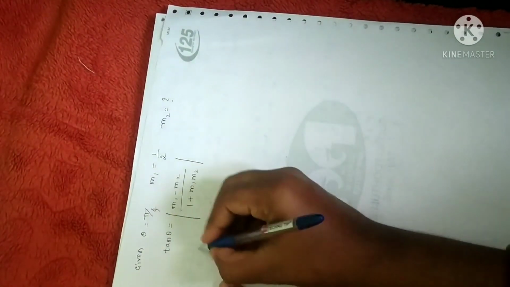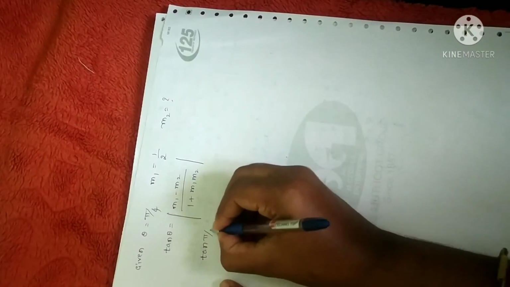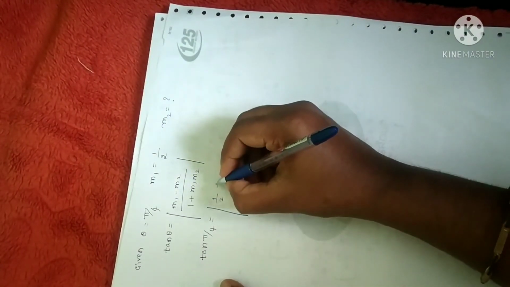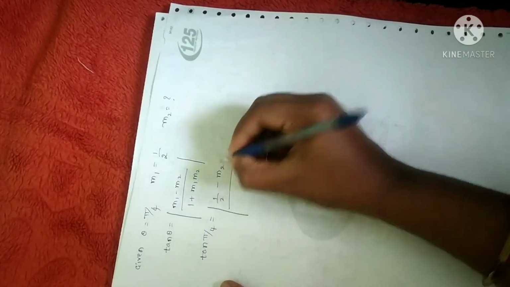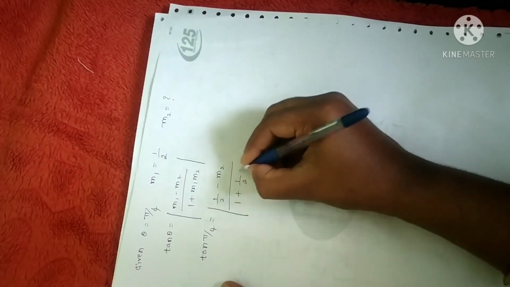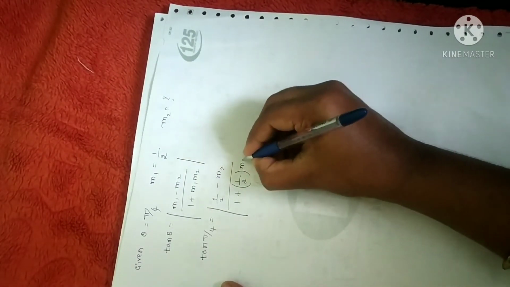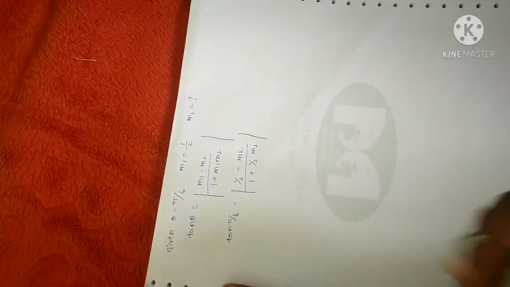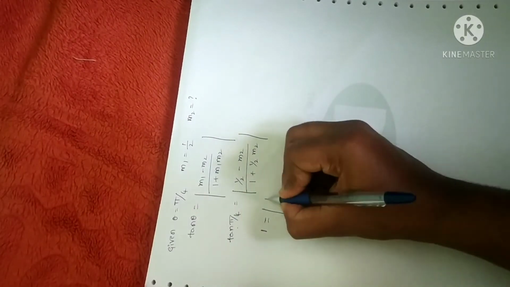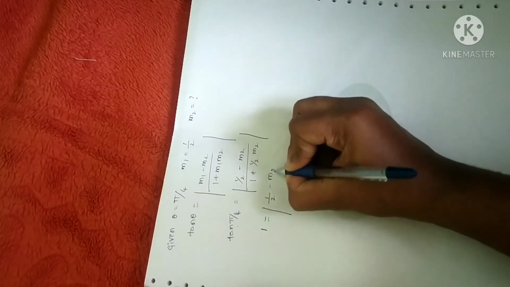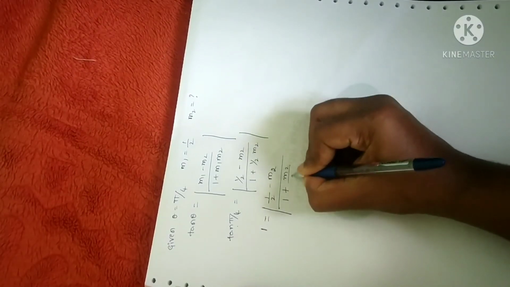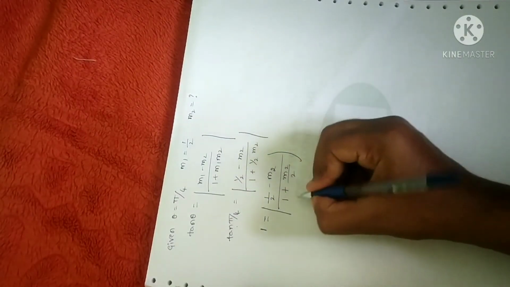Now substitute the given data. Tan pi by 4 is equal to, m1 is 1 by 2 minus m2, we don't know, we have to find that. So let me write as it is, divided by 1 plus m1, which is 1 by 2, into m2. Keep as it is. Now the value of tan pi by 4 is 1. So 1 is equal to magnitude of 1 by 2 minus m2 divided by 1 plus m2 divided by 2. Just I did the multiplication.